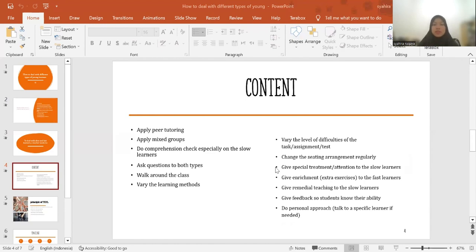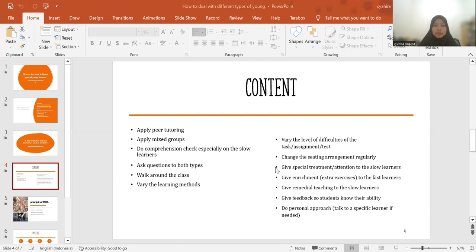Next, do a comprehension check, especially on the slow learners. As teachers, we can do a simple test to measure the extent to which children understand, especially slow learners. Ask questions to both types. As teachers, we can give questions whose content repeats the material presented.